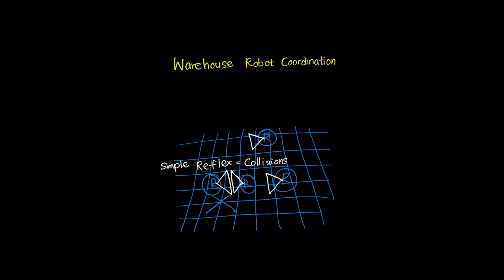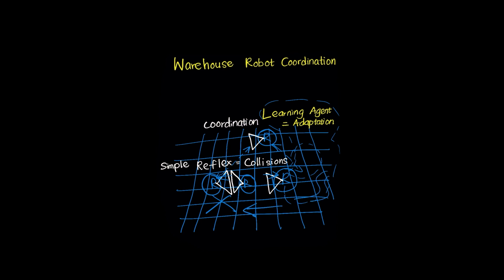But learning agents adapt through experience, building internal models of the environment and learning to predict other robots' behaviors. The multi-agent aspect is crucial because robots must coordinate movements, share space, and avoid conflicts. They learn optimal paths not just based on static obstacles, but by understanding patterns of how other robots move, creating an efficient collaborative system.